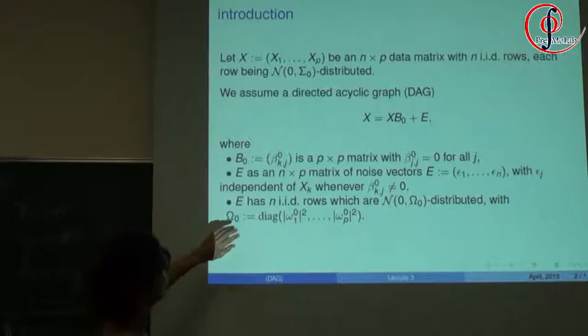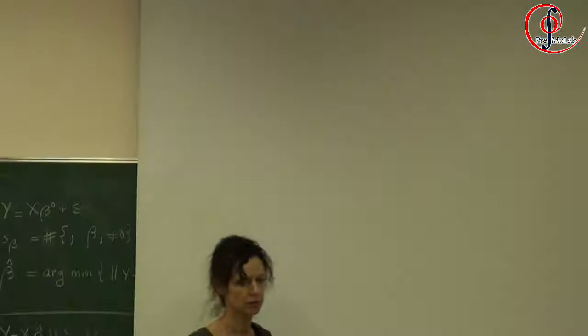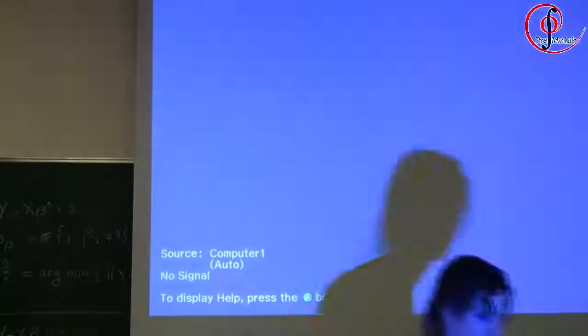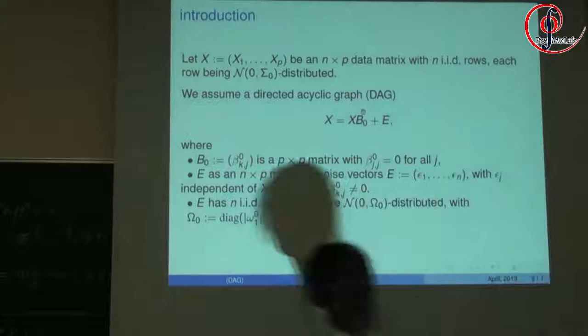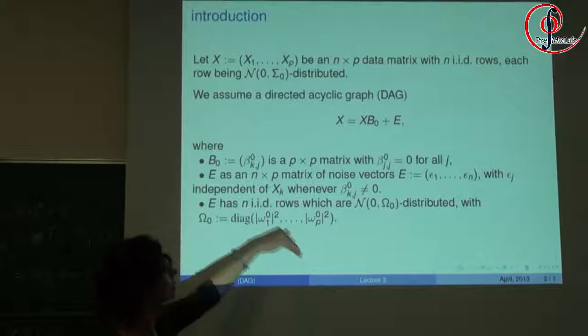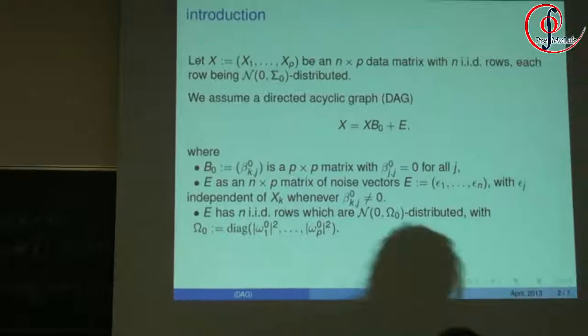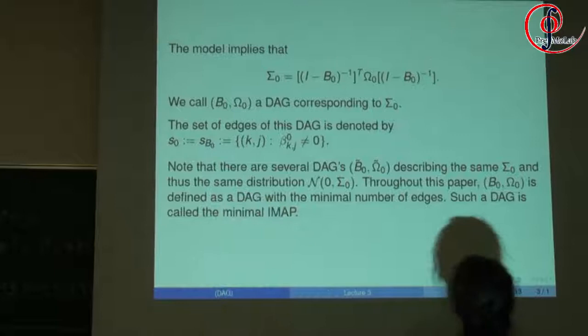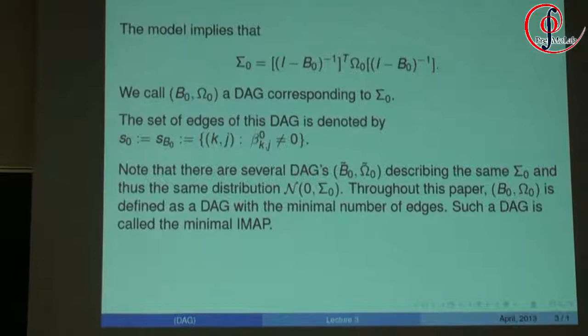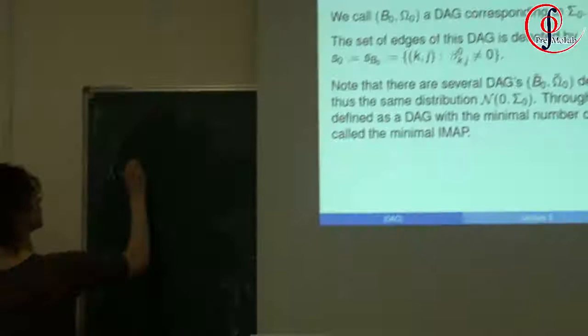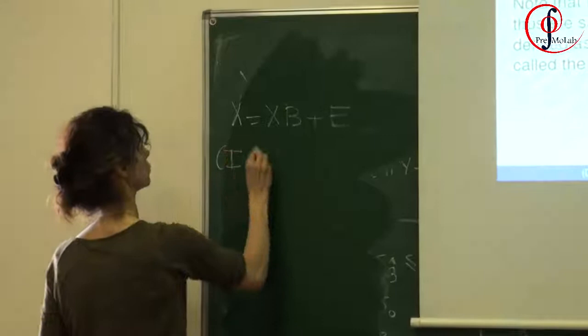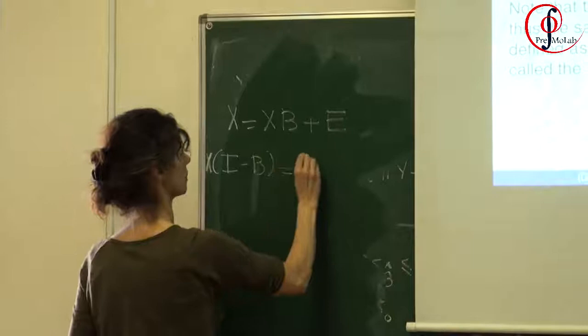So we assume the noise is IID, with omega on the diagonal. You have this model. So you write X equals XB plus epsilon. So you can sort of solve that equation. And then I invert this matrix, so you get X equals (I minus B) inverse times epsilon.